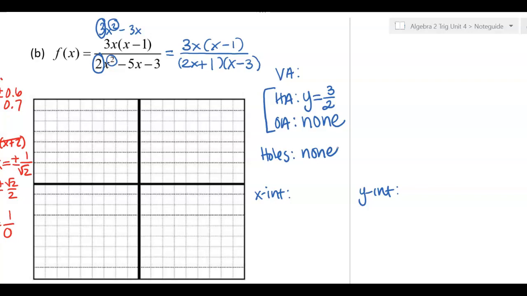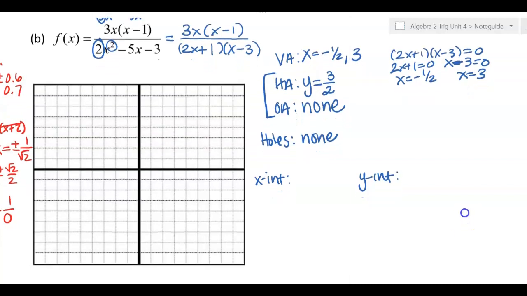Now I'm going to look at vertical asymptotes. Remember, that's when the function is undefined, and we would find when the function is undefined by setting the denominator equal to 0 and solving for x in those situations. So in this case, we have 2 vertical asymptotes at x equals -1/2 and at 3.